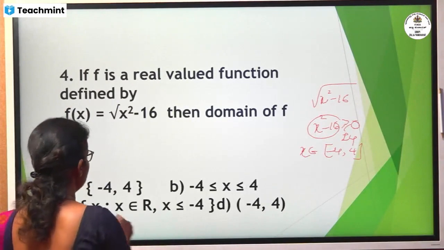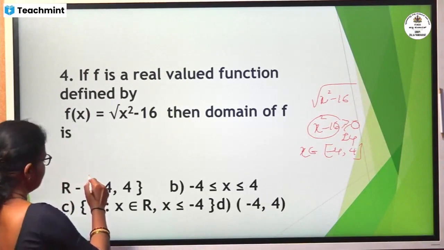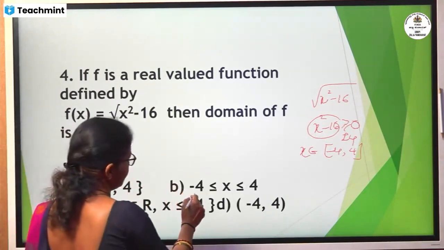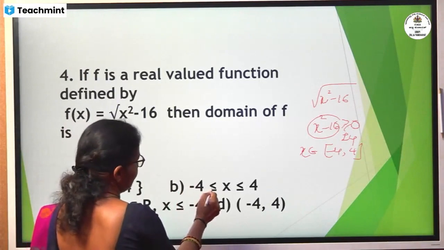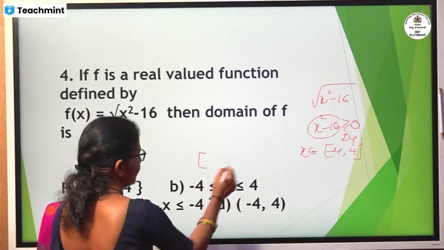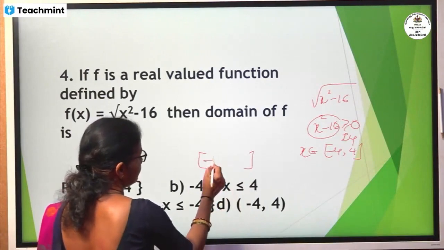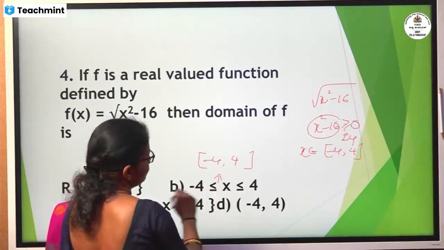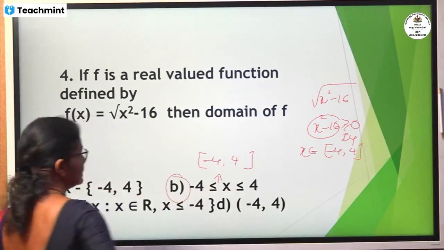So if you check with the options, this is a set, so it cannot be. This is the interval form, minus 4 less than or equal to x less than or equal to 4. So this answer can also be written like this, closed interval minus 4 to 4. So the answer option is B.